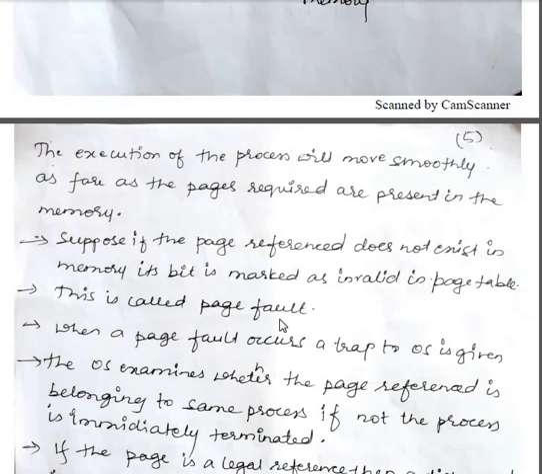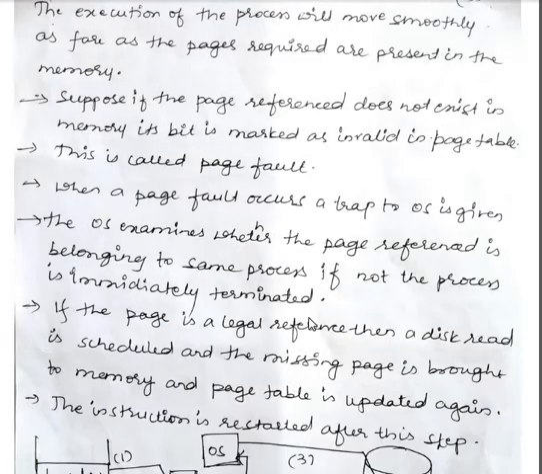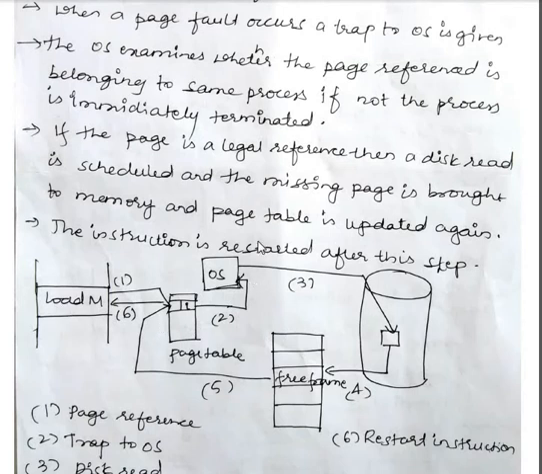Then what should be done when a page fault occurs? See here, whatever explanation I have written here, I will explain using this diagram. Suppose a processor is referencing this page M, but this page M is not present in the page table. Its page is marked as invalid. It will generate a trap, an interrupt actually, to the operating system saying that this particular page is not present in the memory. Then the control is handed over to the operating system.